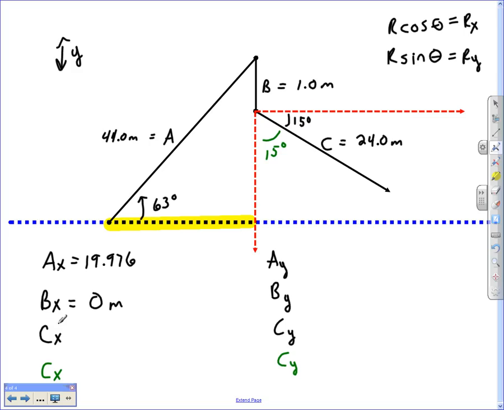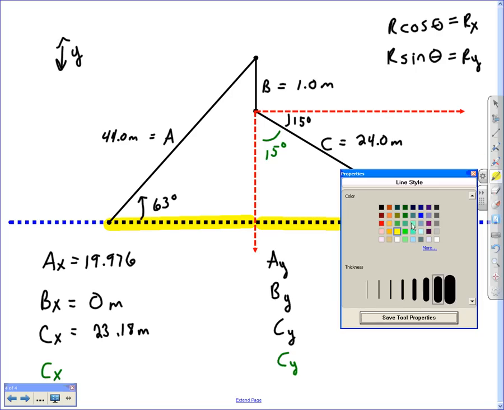And for CX, you could have gotten 23.18 meters. Now, if this was 15 degrees, we would expect X to be much longer than Y, since this is such a small angle. So we expect this CX to be larger than CY. If you did it the other way, we would expect the opposite. So that distance there should be this distance here.